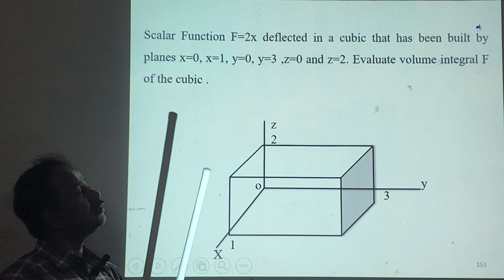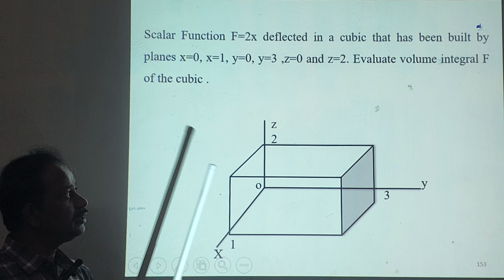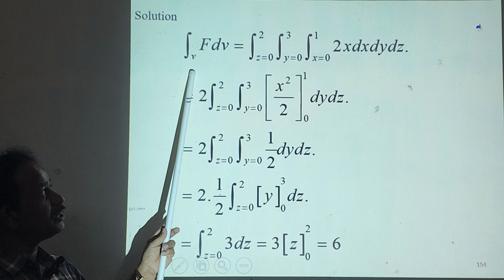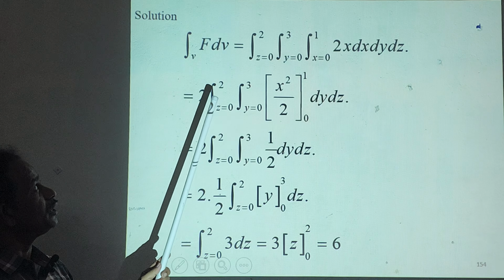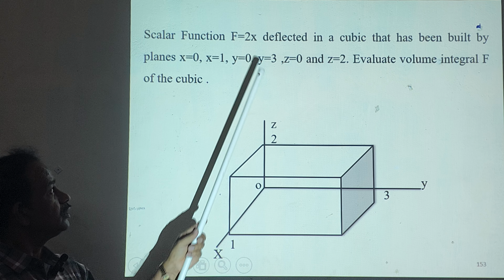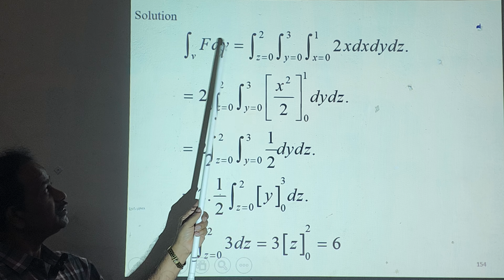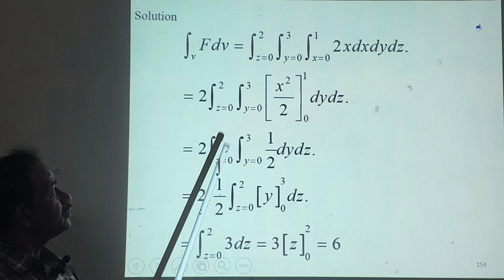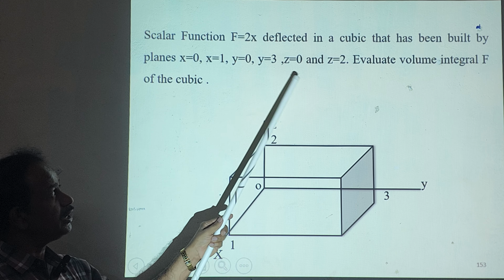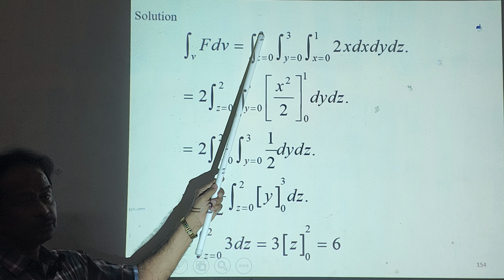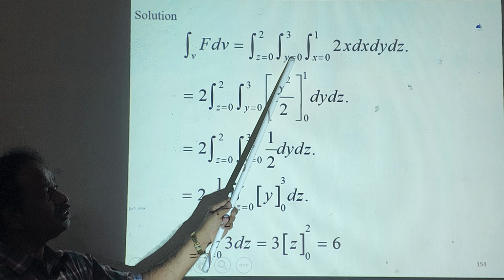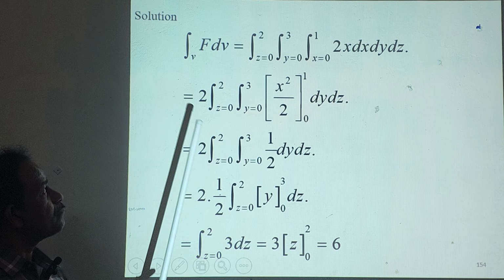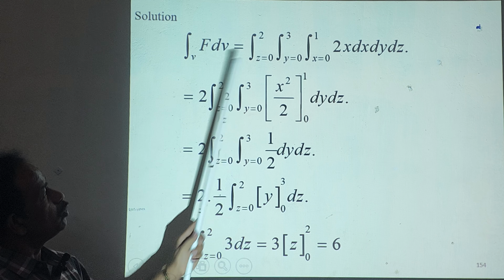Evaluate the volume integral of f over the cuboid. We are going to evaluate it using the volume integral, and of course we know the formula f dV, where f is given as 2x. So we have the integral of 2x dx dy dz. What are the limits? It's given as 0 to 1, 0 to 3, 0 to 2. So 0 to 2 on the z axis, 0 to 3 on the y axis, 0 to 1 on the x axis. Now you just pull 2 out.